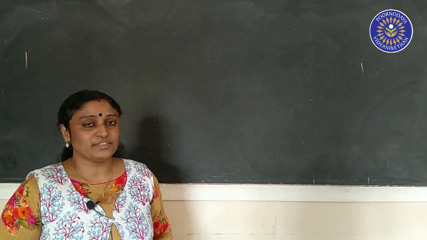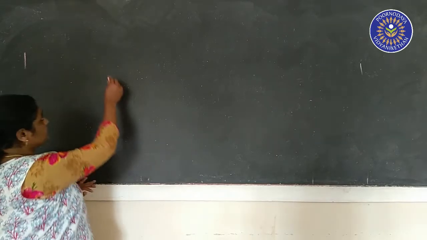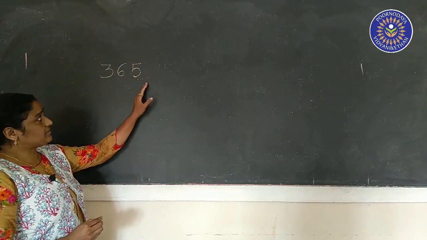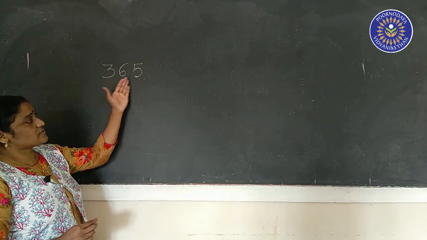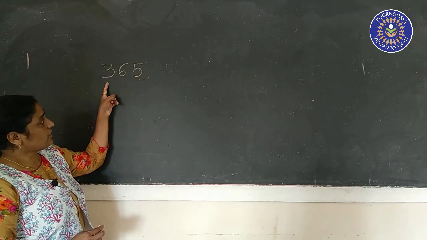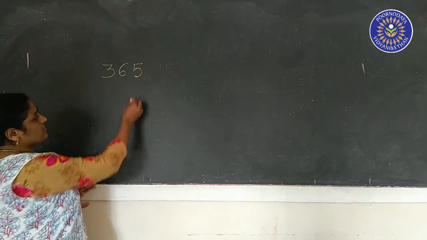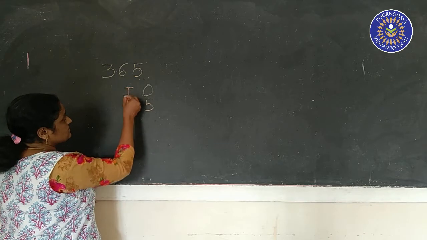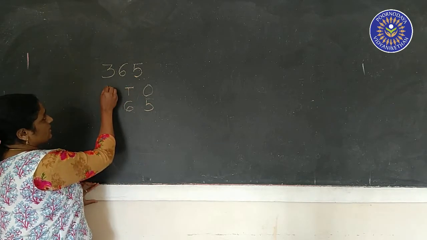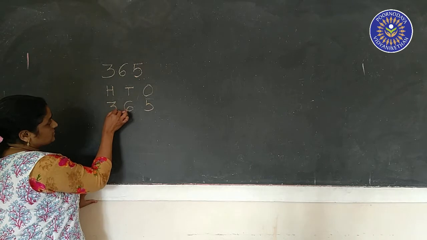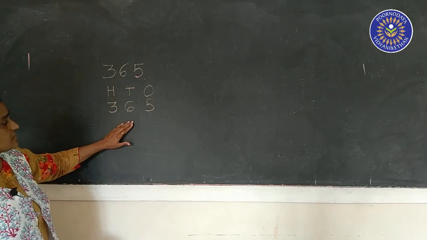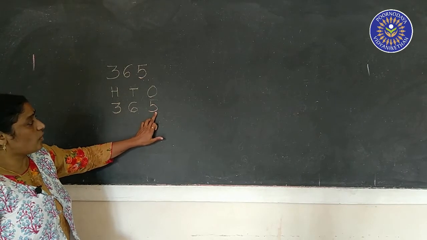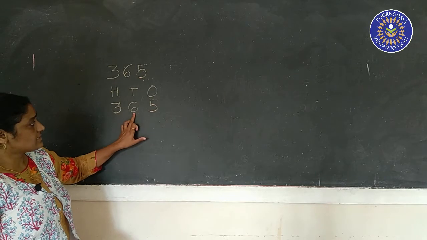Look at the blackboard. I am writing a number. Read this number, 365. How we will read this? 365. In ones place, there is 5. In tens place, there is 6. And in hundreds place, 3. So, here let us see what is the place value and face value of all these 3 digits, 5, 6 and 3.